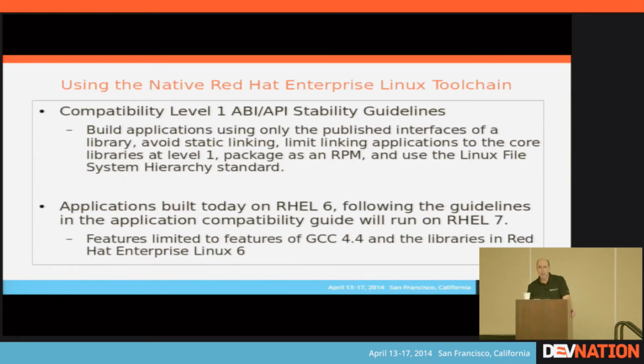And I mentioned some guidelines. These are just some good rules for developing your application that will assure that it runs across major RHEL releases. So build your applications using only the published interfaces of a library, avoid static linking, limit linking applications to the core libraries at level 1, package as an RPM, and use the Linux file system hierarchy standard. Following these guidelines will guarantee ABI stability. So what this means is you build your applications today on RHEL 6, follow these guidelines, and then the applications will run on RHEL 7 and even later versions, as some of the developers like to call it, RHEL 7++ going forward.